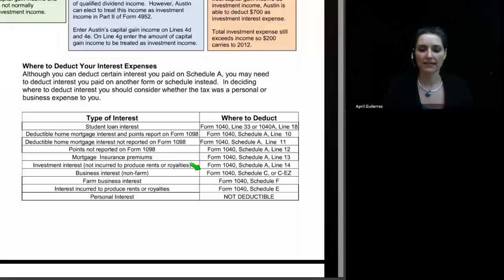Investment expense that is not incurred to produce rents or royalties that would be reported on Schedule E go on Schedule A, line 14. If you paid business interest operating a business that is reported on Schedule C, then you would claim that business interest on the Schedule C. If you paid farm business interest, that would be reported on Schedule F. If you paid interest incurred to produce rent or royalty income, that goes on Schedule E, and any other form of personal interest is not deductible at all.